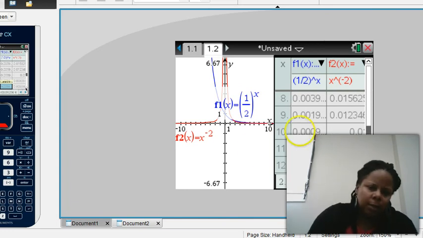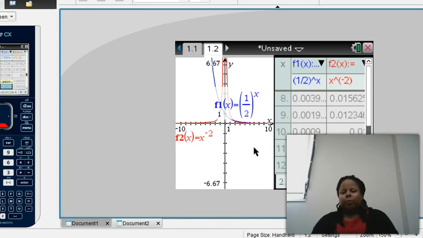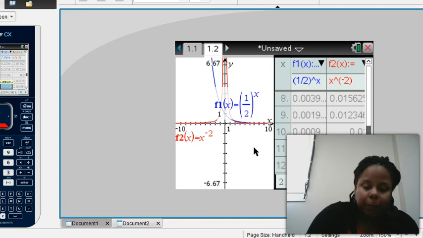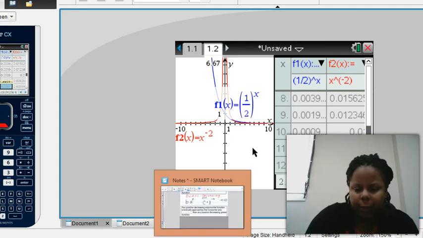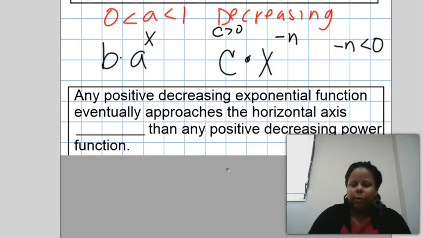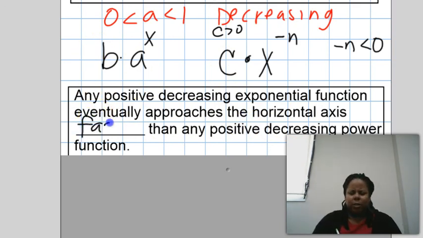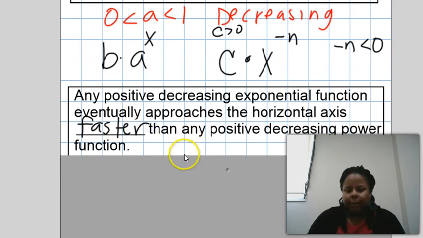the exponential function will approach the horizontal asymptote quicker than the power function. So we go back to our notes, and that means we can say here that any positive decreasing exponential function eventually approaches the horizontal axis faster than any positive decreasing power function, and eventually is the key phrase right there.